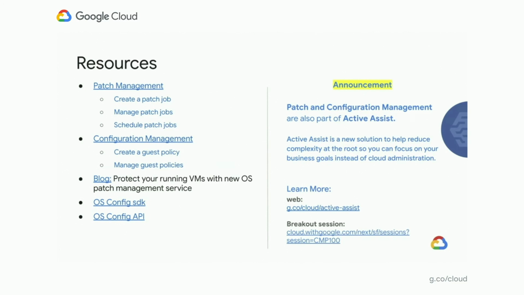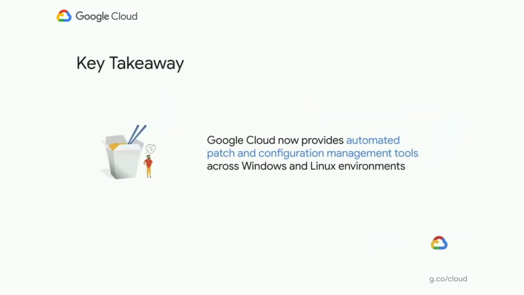Active Assist is a solution that uses data, intelligence, and machine learning to reduce cloud complexity and administrative toil, making it easy to optimize your cloud security, performance, and cost. To learn more, you can visit the link included here and the breakout section on Active Assist. So that's all we want to share today. So in this section, Saraf and I have introduced a new Google Cloud service, which provides you automated patch and configuration management tools across Windows and Linux environments to manage your fleet of VMs.